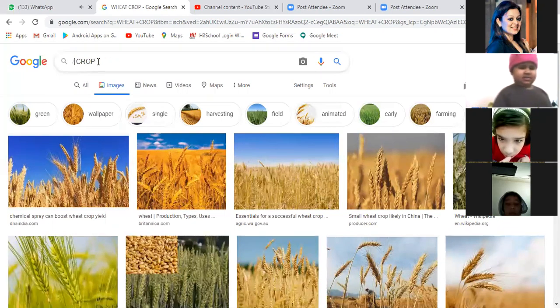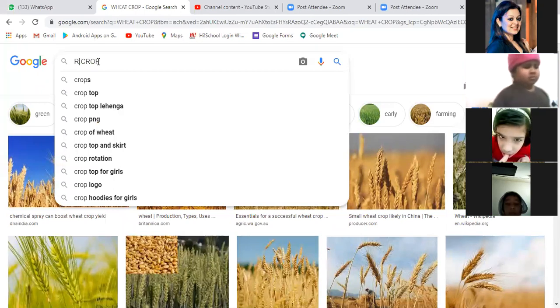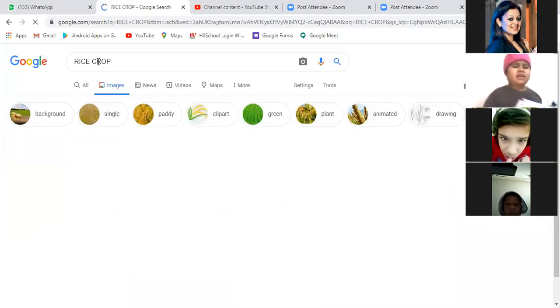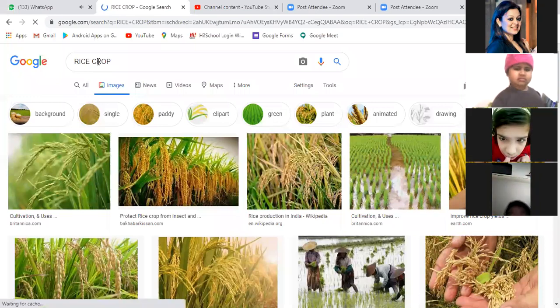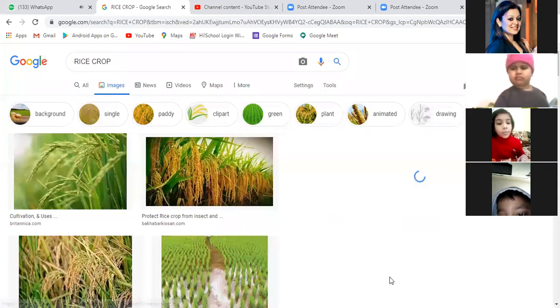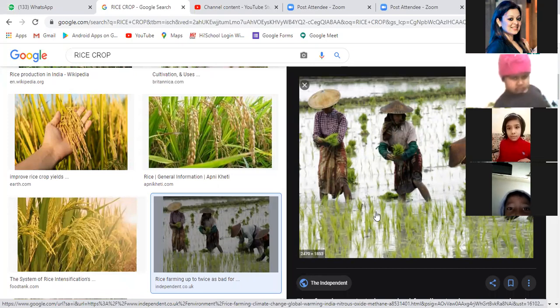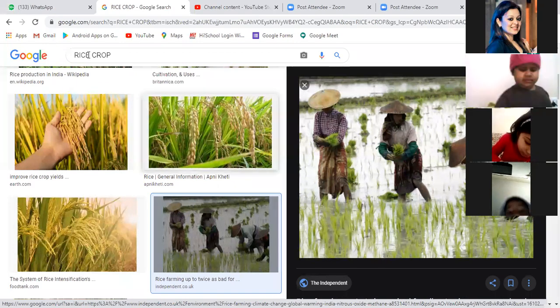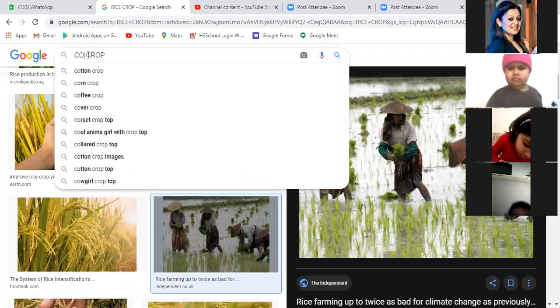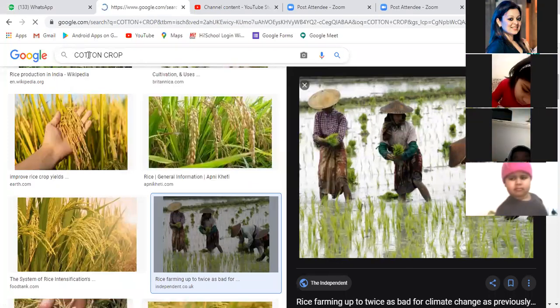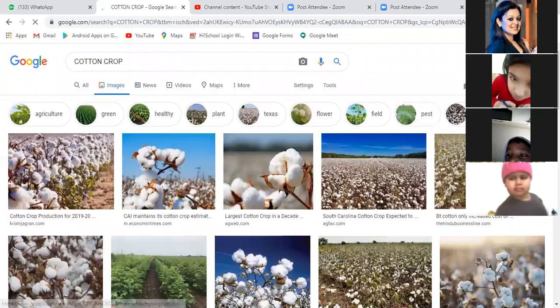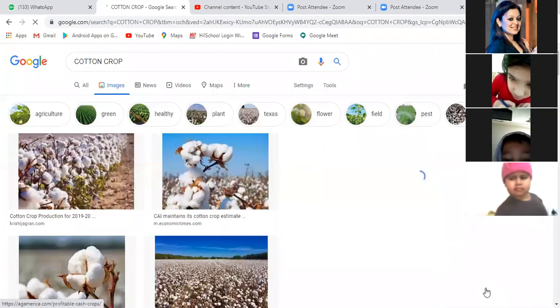If you draw wheat, it will be drawn in a little brown color. Let's see how rice will be drawn. I have shown you sugarcane. Okay, very nice. Draw cotton. Now this is rice. Rice is grown in wet areas, isn't it? So you have to show a little water. Ma'am, I have to search cotton plants. Okay, let's see how cotton is grown. Cotton crop. Wow, so beautiful. See, it is grown like this.